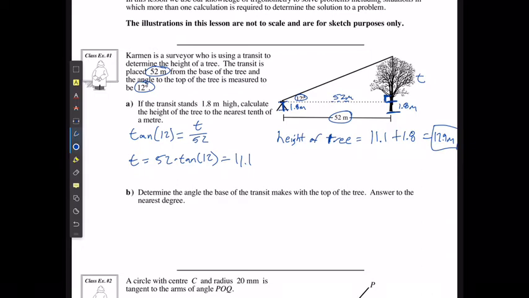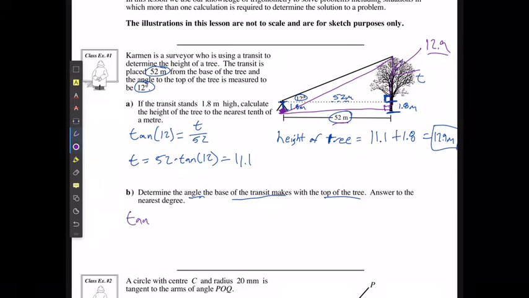Now it wants me to determine the angle of the base of the transit with the top of the tree to the nearest full degree. Well, what I'm doing is creating a new triangle in here. I'm going to start down at the base. It's going to cut all the way up here. And then I know that my new opposite side length is going to be 12.9. So I have my opposite of 12.9, I have my adjacent of 52, and I'm solving for what the new angle is created there.